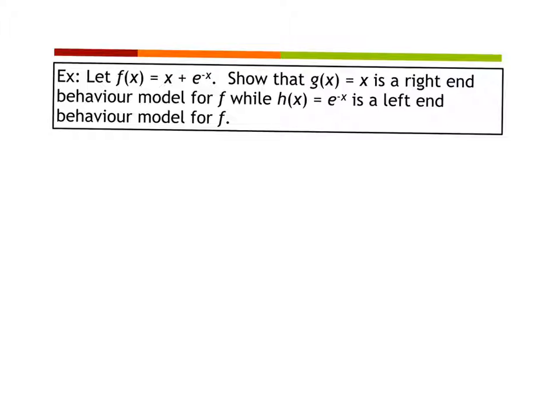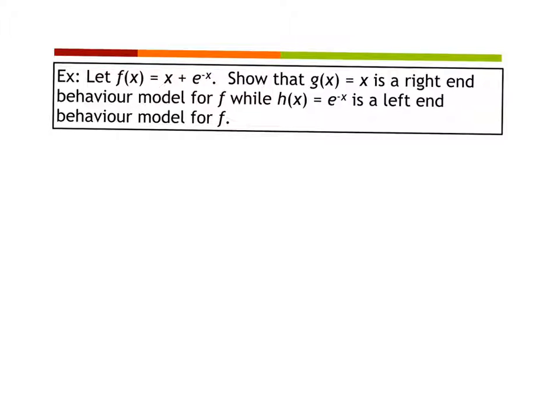They gave us a function, f of x equals x plus e to the power of negative x. Remember, e is just a number. We talked about that during pre-calculus. So e is just like pi. It's on your calculator. It's just a number, 2.71 and so on. So please, when you see e, don't panic. It's just like any other number.